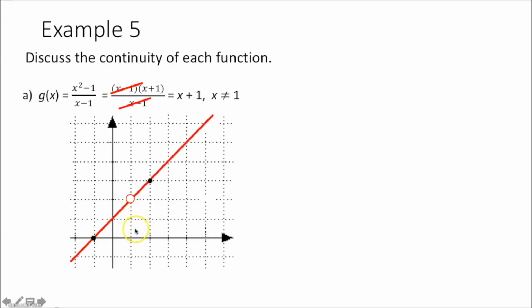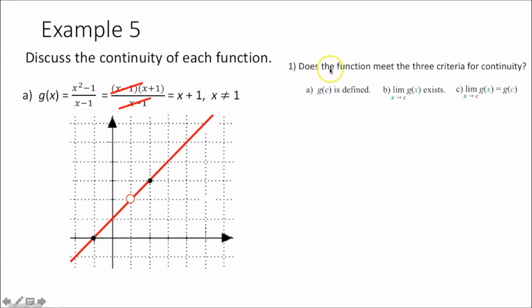It looks something like this, where we have a hole at x is equal to 1. So if you didn't know this offhand, you would ask yourself, does the function meet the 3 criteria for continuity? Is g of c defined for all x equals c? Does the limit as x approaches c of g of x exist for all x equals c? Does the limit as x approaches c of g of x equal g of c for all x equals c? We can see here from our graph, we only have one x value that we're concerned with. It exists everywhere, except we're not sure what happens at x is equal to 1.